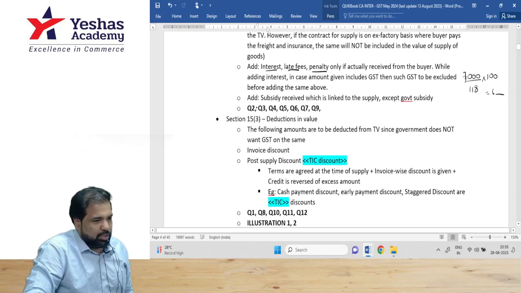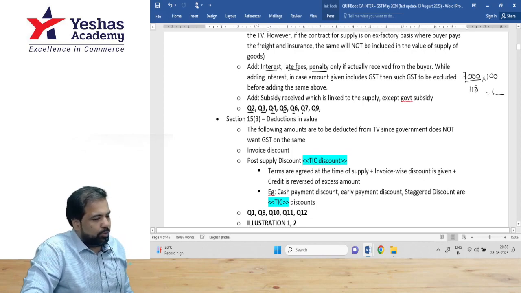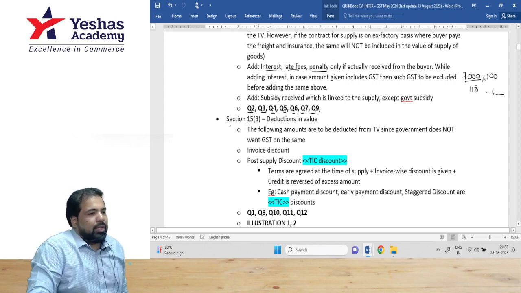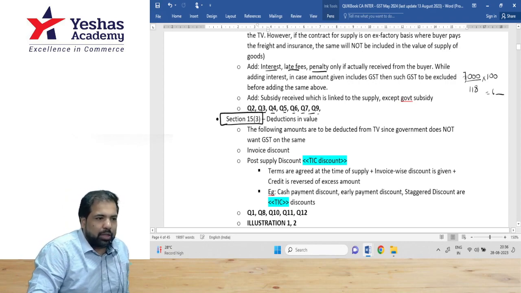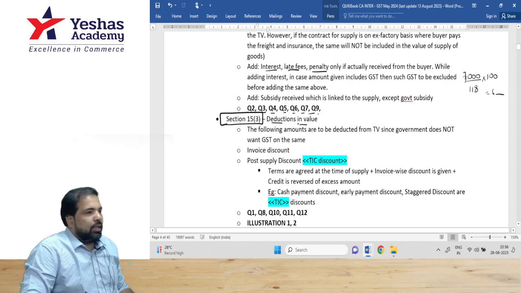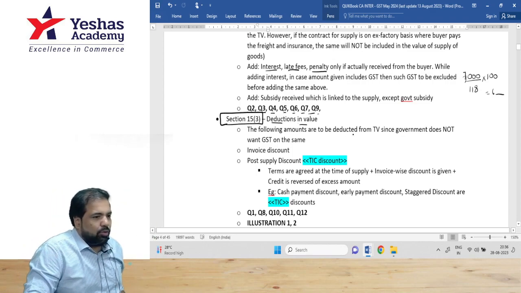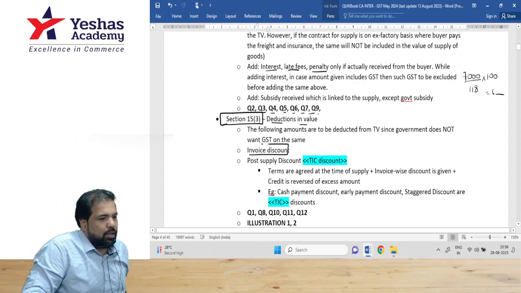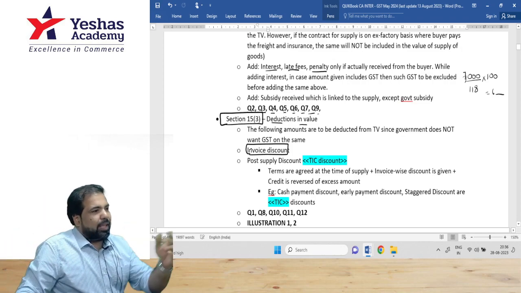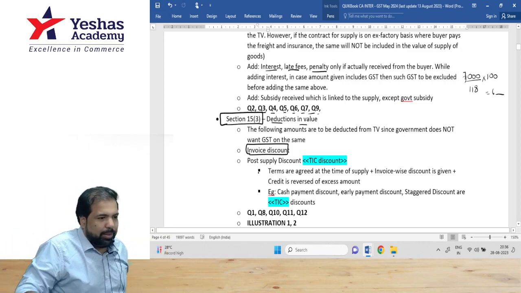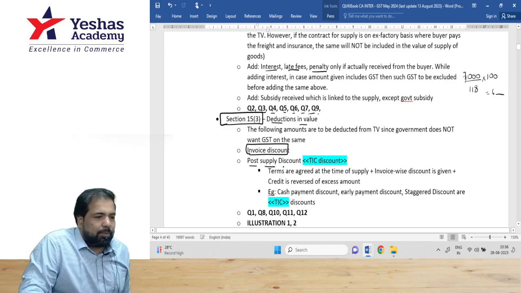Now, guys, you can do these questions from the ICAI material. When you reach here, these are all material references. Now, section 15. Can you deduct the value? Guys, there are two things you can deduct. First one, invoices. Anything that is given at the time of supply, if you're not benefiting, the government also doesn't want to benefit, or any post supply discount.